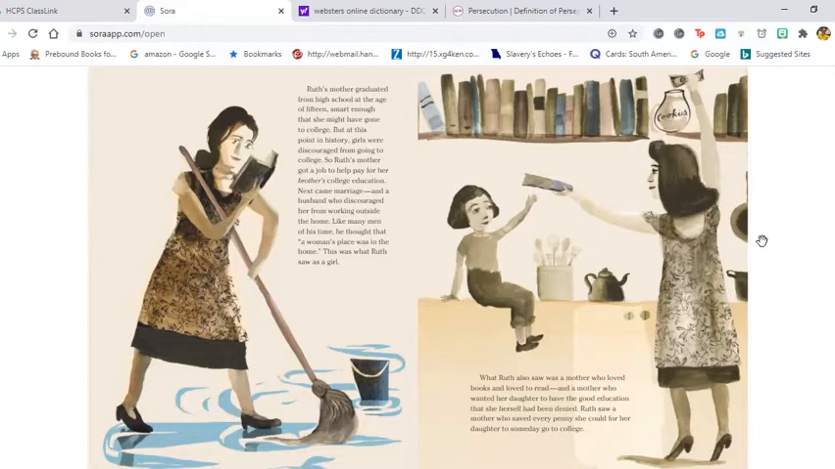Now let's think about this for a minute. Is this how we are today in America? Are men the only ones that are supposed to work? Can women work if they choose to?